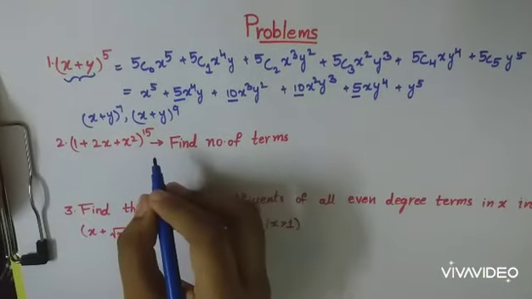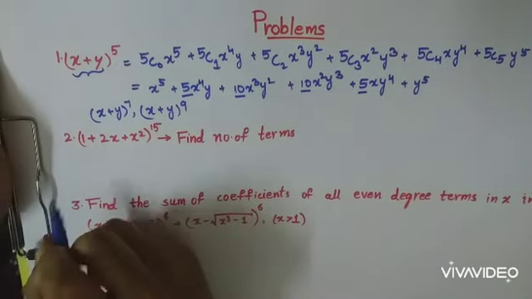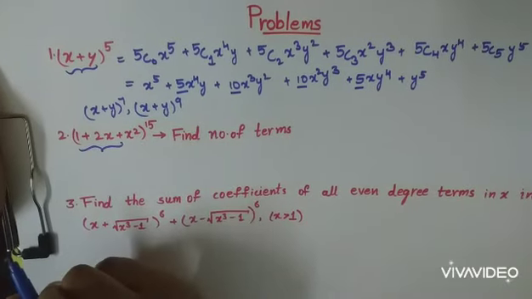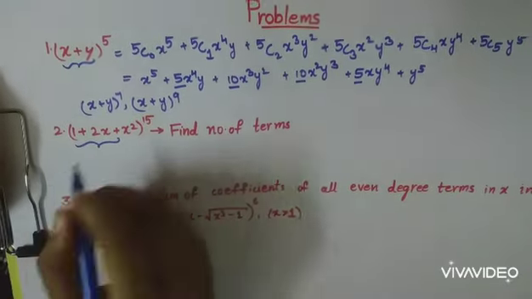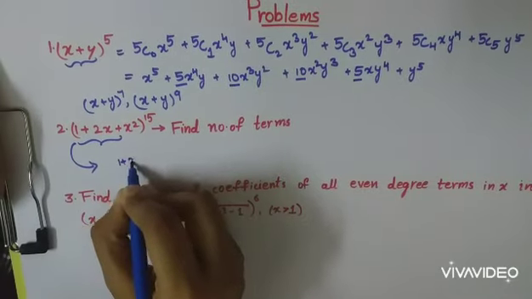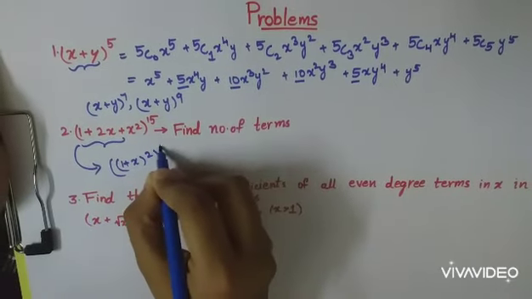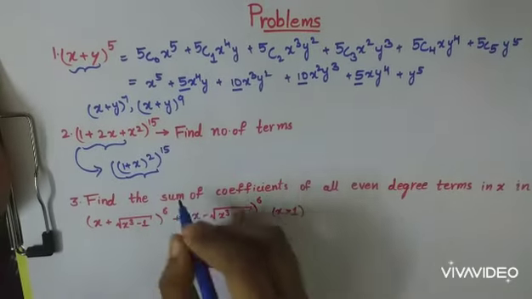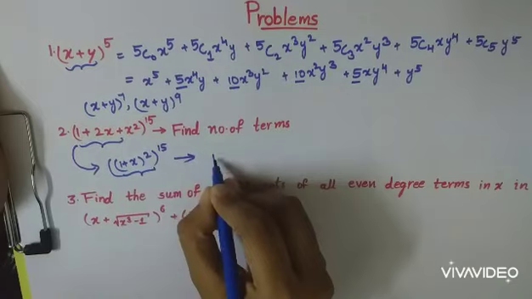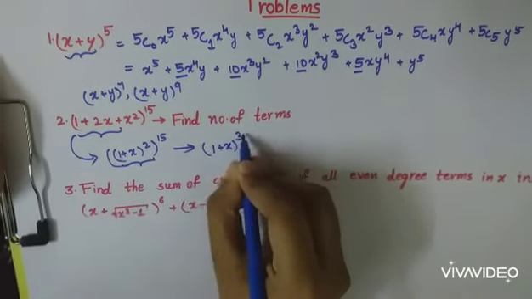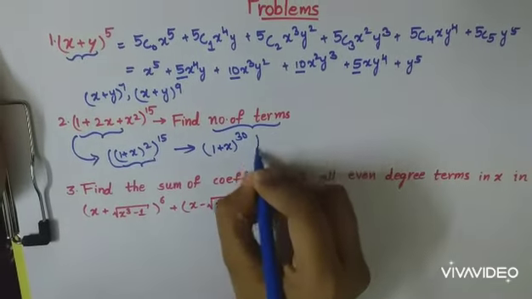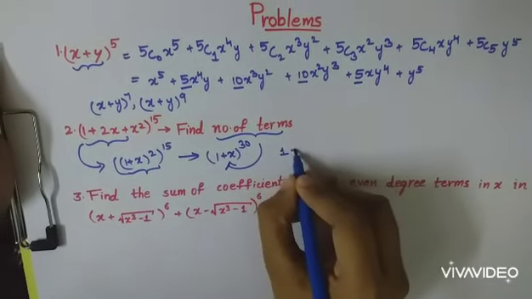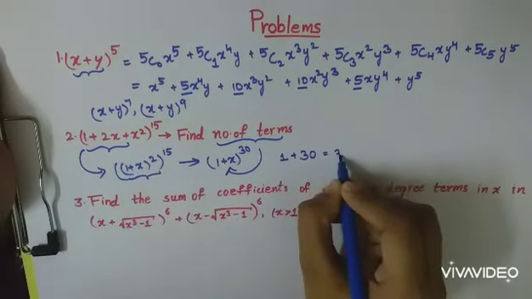Now let us go to the next question. Here if we see, we think it is not a binomial when we see it, but it is. If we observe this, we can write this as (1 + x) square whole power 15, since (1 + x) whole square is 1 plus x square plus 2x. So this can be further simplified as (1 + x) whole power 30, and we know that the number of terms in such a binomial expression is 1 more than the index. So it is 1 plus 30, which is equal to 31.